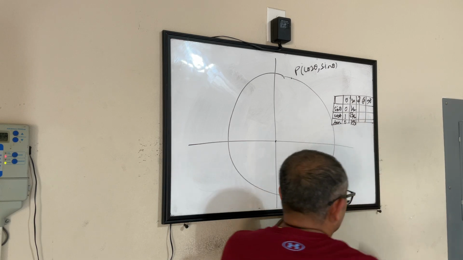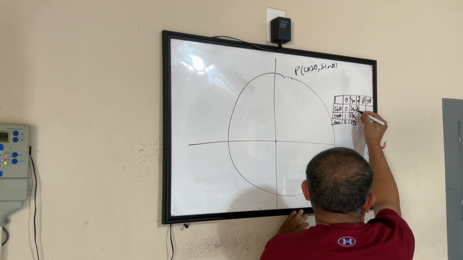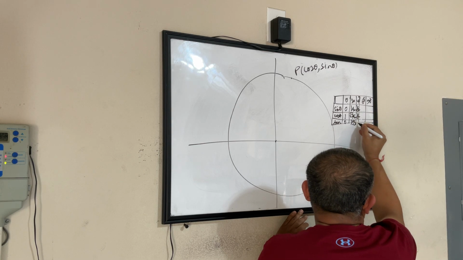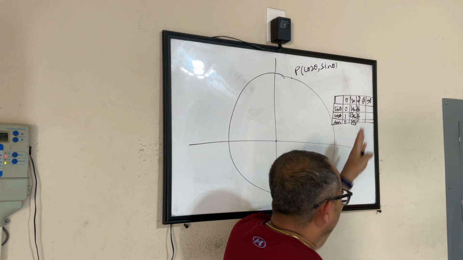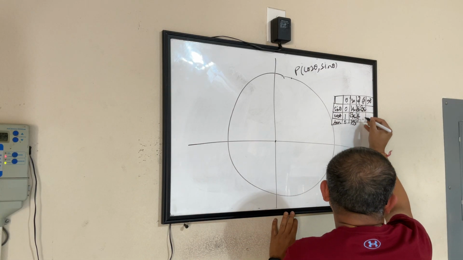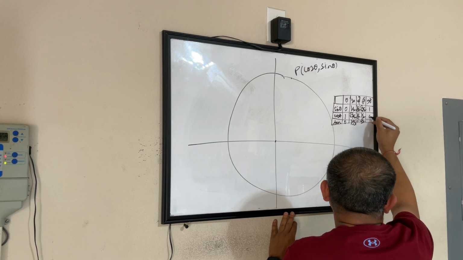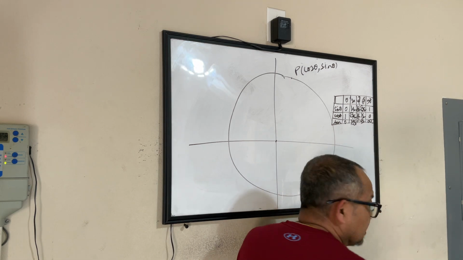Sin by cos is 1 by 0. Sin 45 is 1 by root 2, cos 45 is also 1 by root 2, and tan 45 is 1. Sin by cos. Sin 60 is root 3 by 2. Cos 60 is 1 by 2, this becomes root 3. Sin 90 is 1, cos 90 is 0, this becomes infinity or undefined.